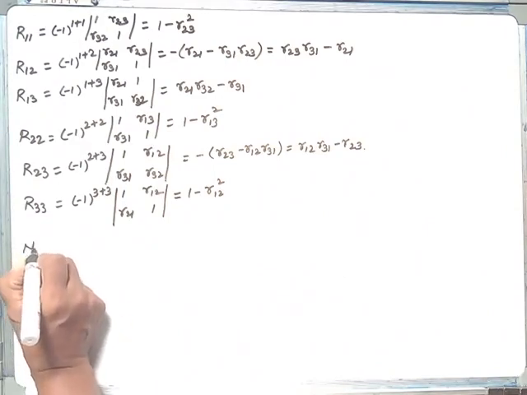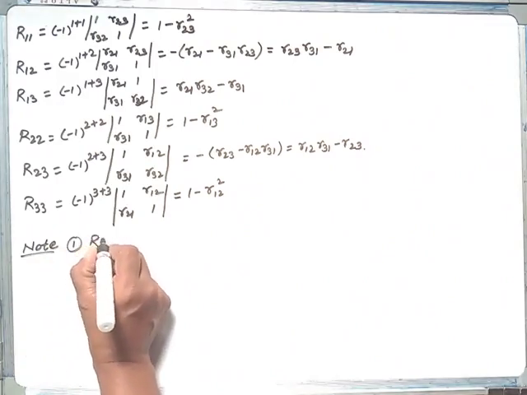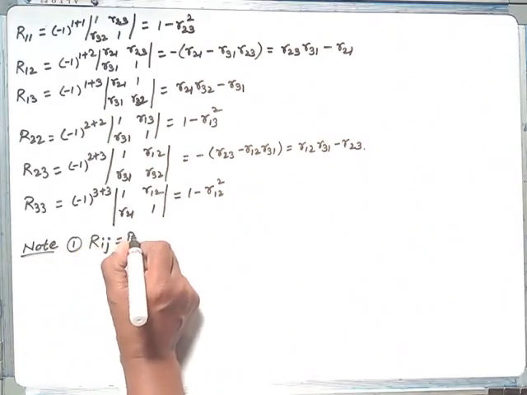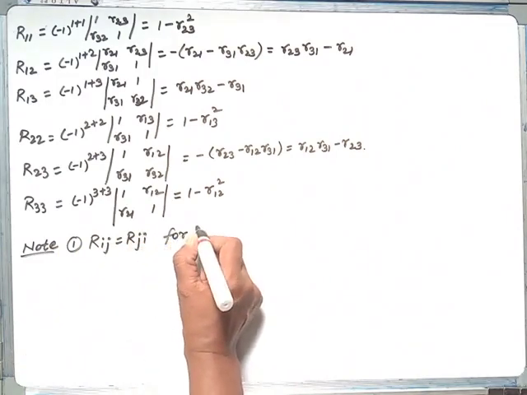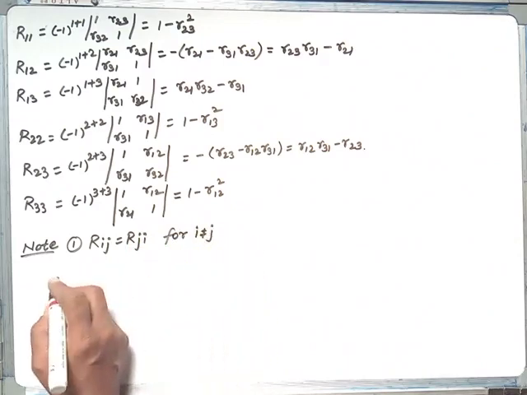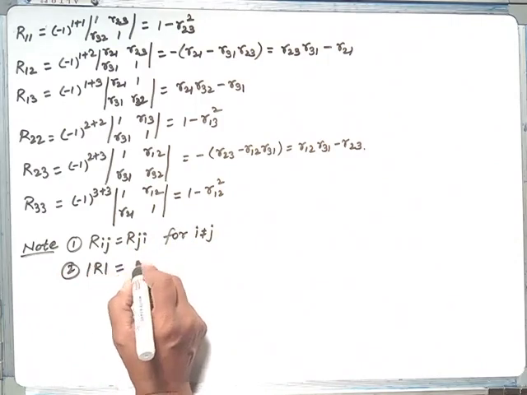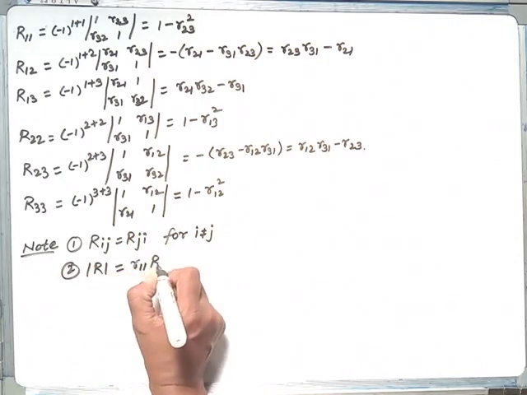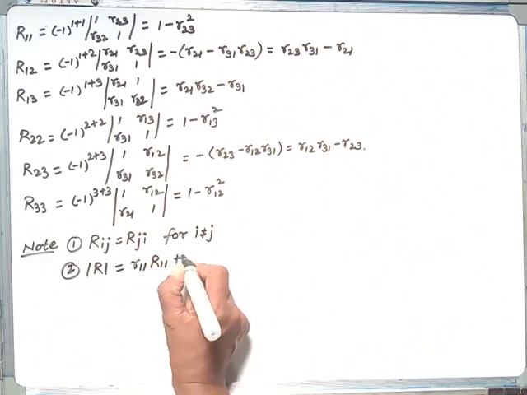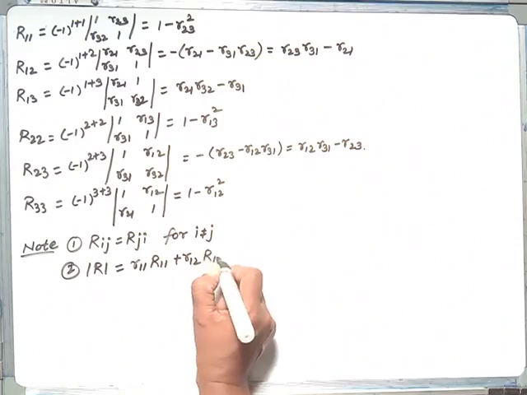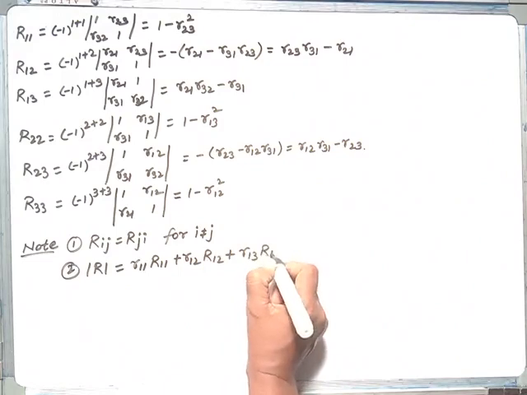Note. First, Rij is equal to Rji for i not equal to j. Second says determinant of R will be R11 into its cofactor plus R12 into its cofactor plus R13 into its cofactor.